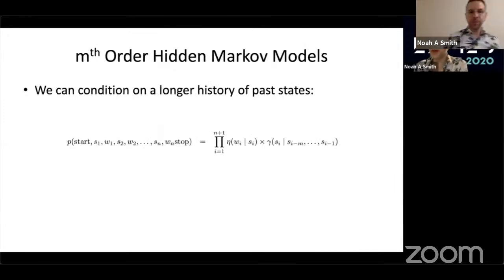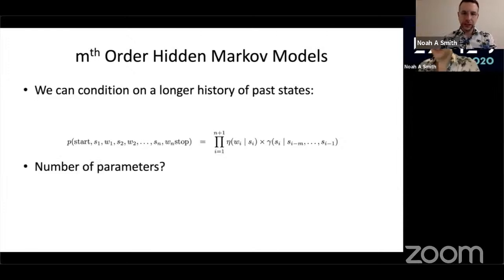Just like with Markov models, we can generalize HMMs to have higher Markov order. And we do this by changing the gamma distribution to condition on more than one preceding state. And so you see here a sort of generic mth order HMM. The eta is the same, but the gamma now conditions on more history. The number of parameters is going to grow as we increase the history length, just like it did with Markov models, exponentially in the size of the state space, lambda.